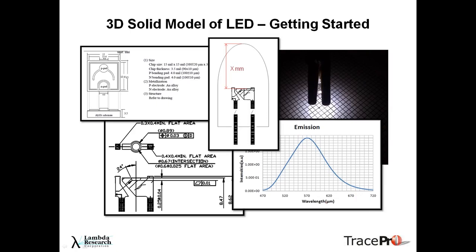Now here's an example that one of my colleagues did for an LED. We have the drawings of the different parts of the LED here: the die, the overall drawing of the body of the dome of the LED, as well as the structure here for the anode and cathode, and then the emission. And then here's just a picture showing the LED actually lit up and projected onto a piece of paper.